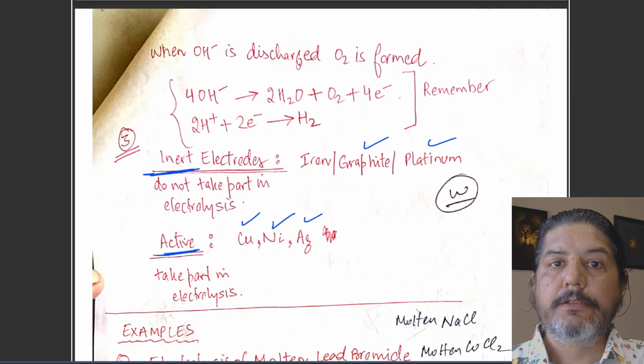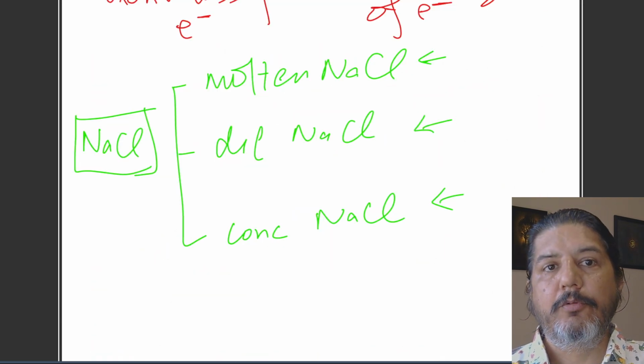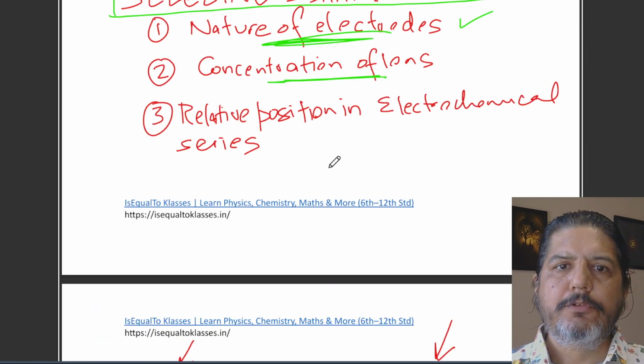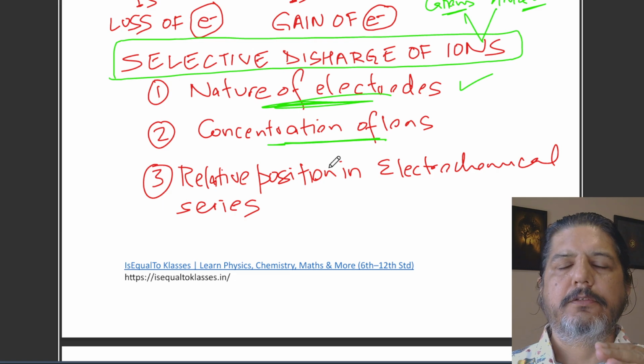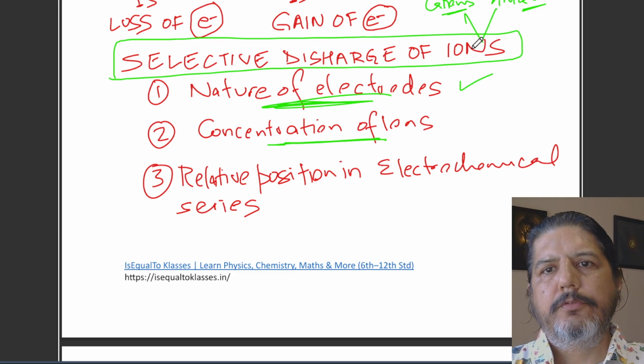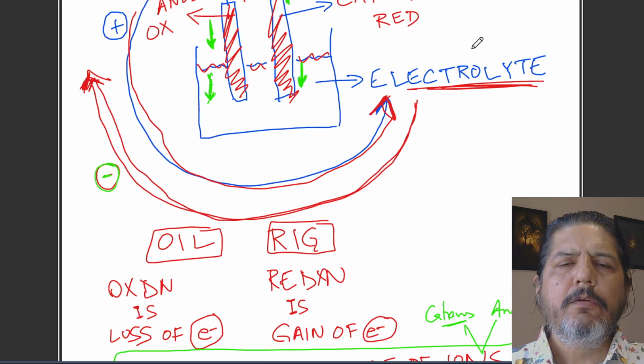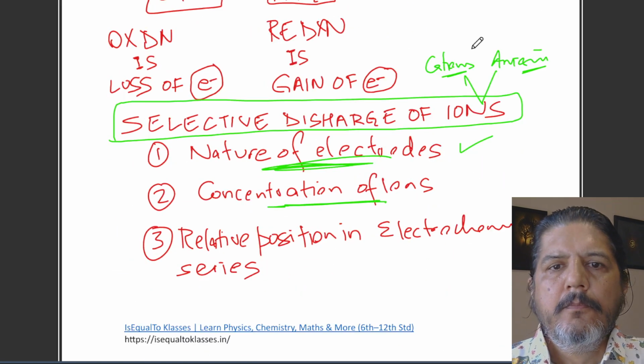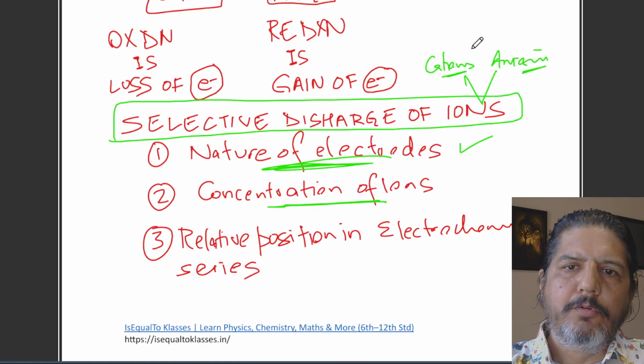So the second condition that you will have to see whenever you are doing a question is the concentration of the ions, what kind of electrolyte is there. We'll see the examples. You'll understand. But here I'm just giving you a brief before I start the main lecture.